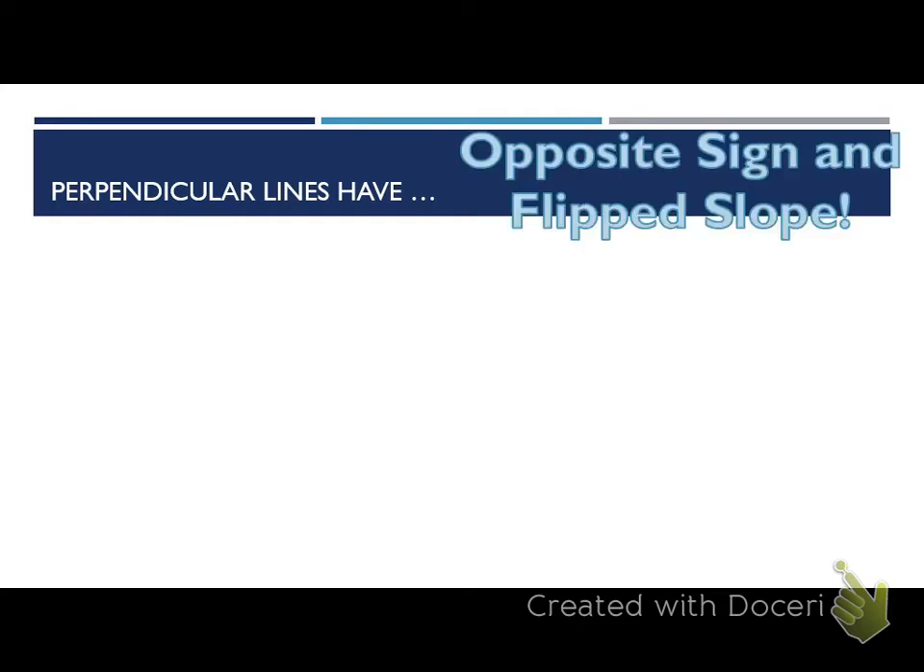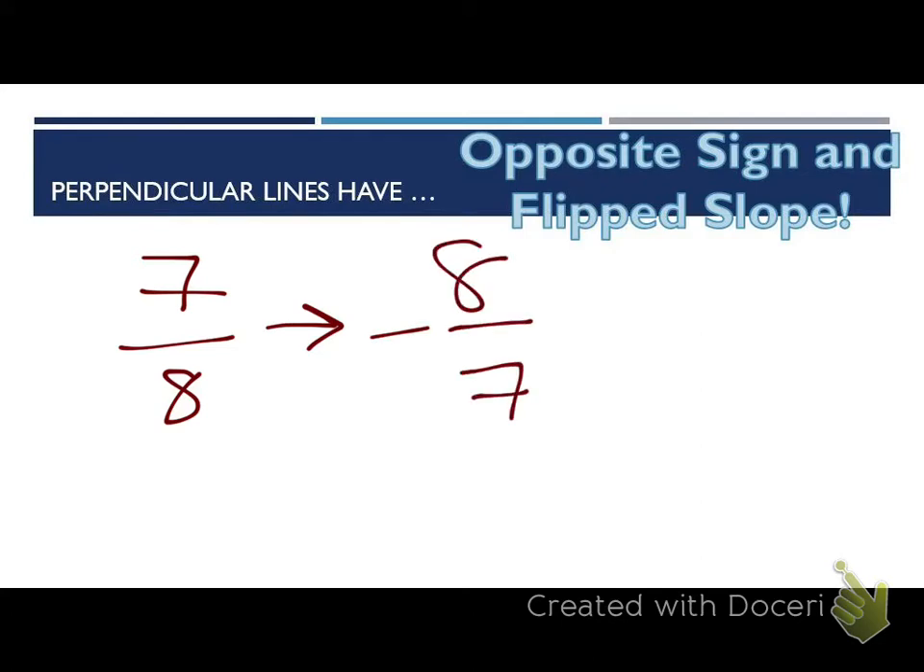Perpendicular lines do intersect and they form 90 degrees, but that doesn't tell me about their slope. Their slopes are the opposite sign and flipped. Opposite sign and flipped. We can practice, let's say 7/8. Opposite sign: what is the opposite of positive? Negative. And then you flip it: 8/7. That's all it is.